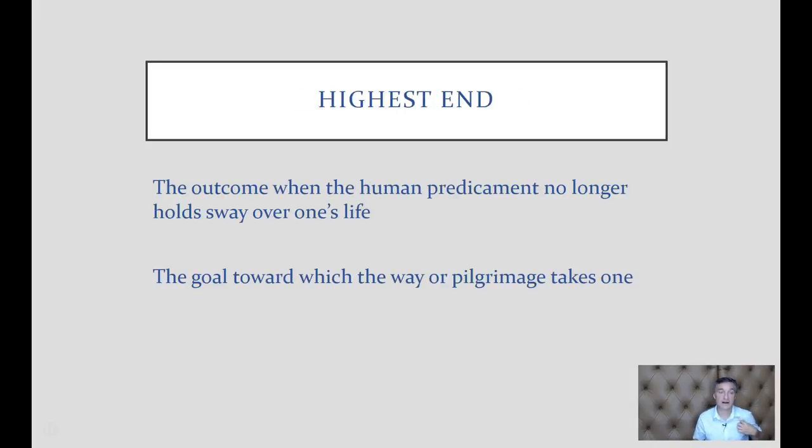And then the language of the highest end or goal. Here we're talking about the outcome when the human predicament no longer holds sway over one's life. What is that? What kind of life is that? What's that like? How can we describe that? And then another way is the goal toward which the way or pilgrimage takes one. So you can think of the highest end or goal as, if we get to that, then that goal is superior or better than all of the lesser goals.